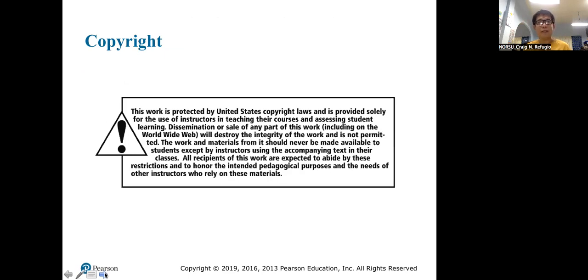All the things that I mentioned here are copyrighted by Pearson Education way back 2019, 2016, and then 2013. So kindly cite the author of the book should you like to use any terms, any ideas from this chapter. So thank you very much.